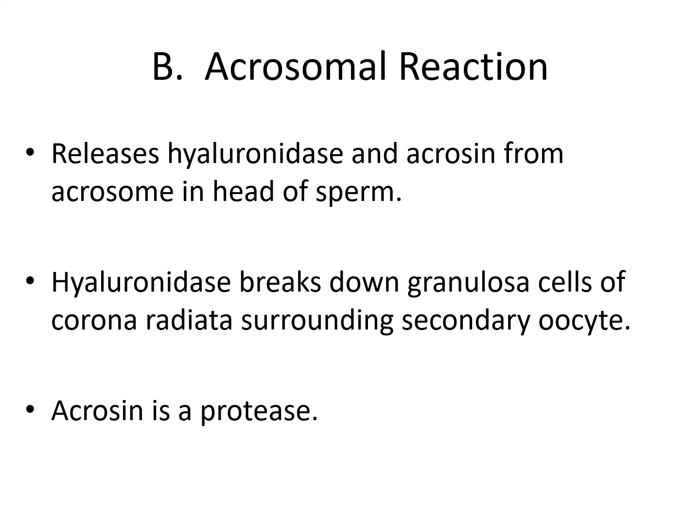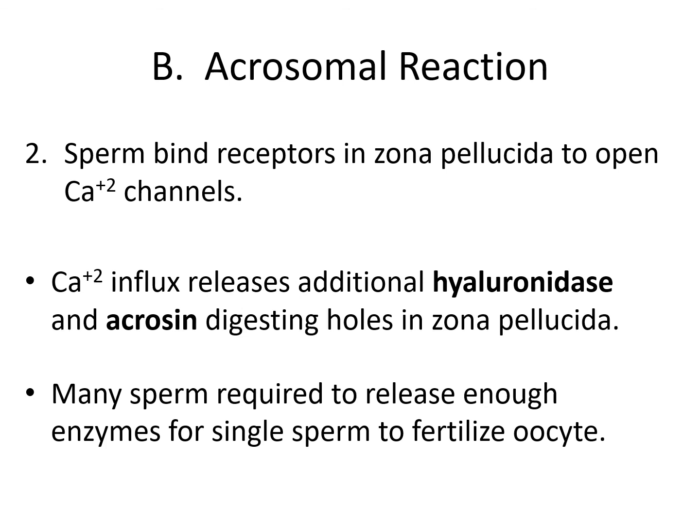Two of these enzymes are hyaluronidase and acrosin, and these will digest the cells surrounding the egg, the secondary oocyte, because these granulosa cells are surrounding it, and the sperm, in order to fertilize it, has to get through. So usually what occurs is many sperm undergo the acrosomal reaction to help digest the pathway for one lucky sperm to fertilize the egg. Okay.